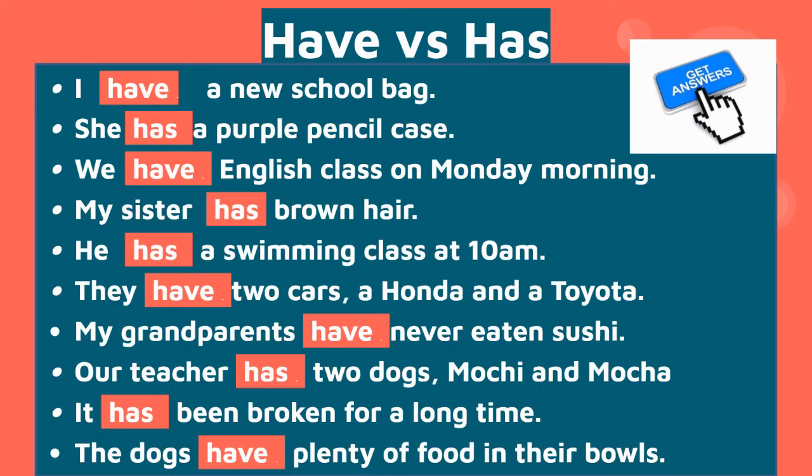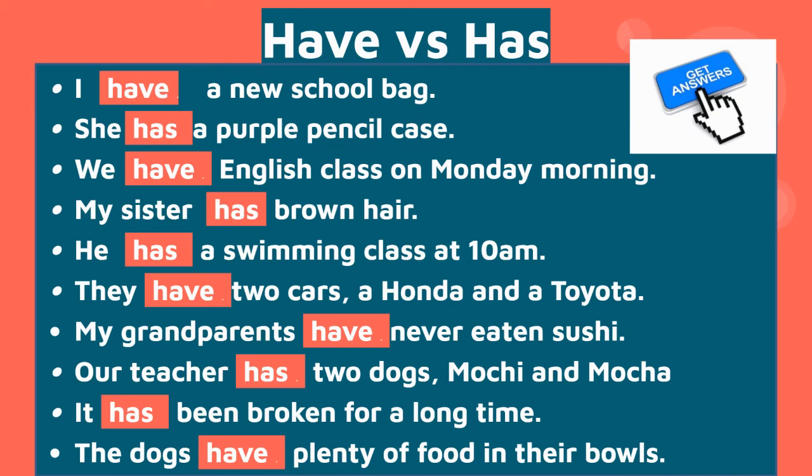I have a new school bag. She has a purple pencil case. We have English class on Monday morning. My sister has brown hair. He has a swimming class at 10 a.m. They have two cars, a Honda and a Toyota. My parents have never eaten sushi. Our teacher has two dogs, Moji and Mocha. It has been broken for a long time. The dogs have plenty of food in their bowls.